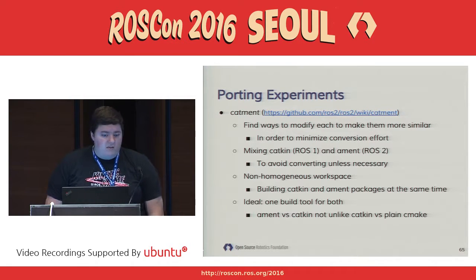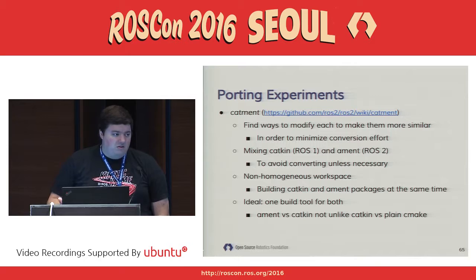But just to summarize some of that, we wanted to try to find ways to make the two systems more similar, ways that we might be able to change catkin to have some of the features of ament, or change ament to be more like catkin, where the changes we have currently are maybe unnecessary or only aesthetic.